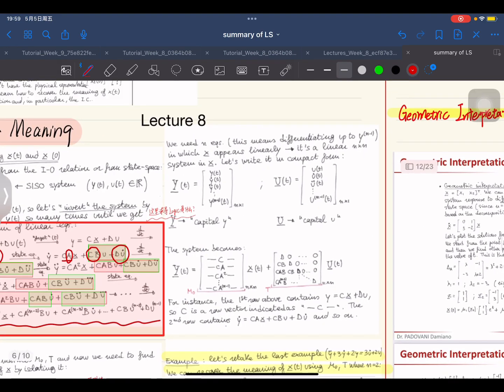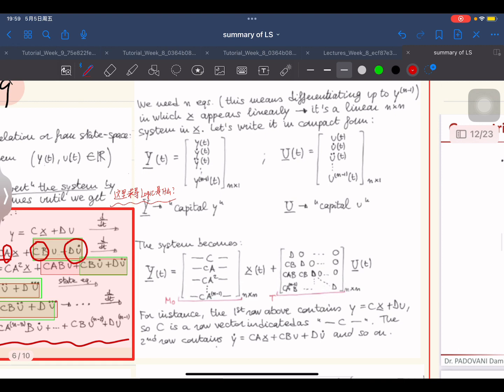Do not worry if you are not very clear about it, because it is just a rule and I am not always very clear about it either. So I can only talk about the general situation now. We need an equation. This means differentiating up to y to the n minus 1 power, in which S appears linearly. It is a linear n times n system in S. Let's write it in compact form.